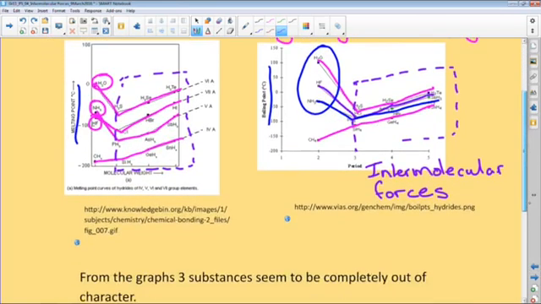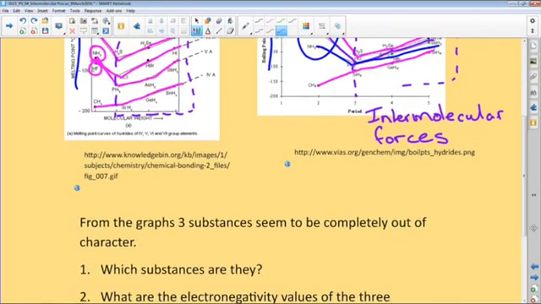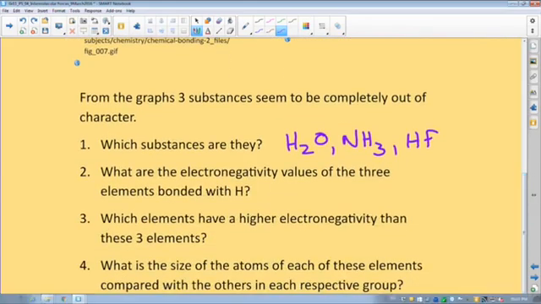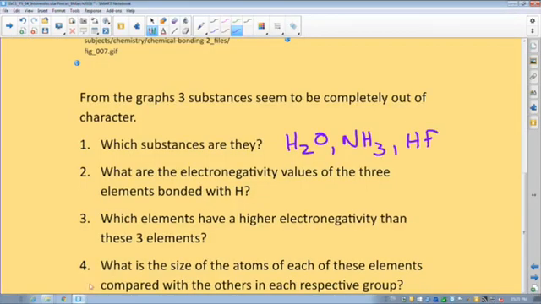What are the three substances that are completely out of character? Which substances are they? We're going to say they are H2O. We're going to say it's NH3 and it is HF. Okay. What are the electronegativity values of the three? Remember, we had a look at our periodic table. We'll zip across quickly and have a look at it now. Okay. They are 3, 3.5, and 4.